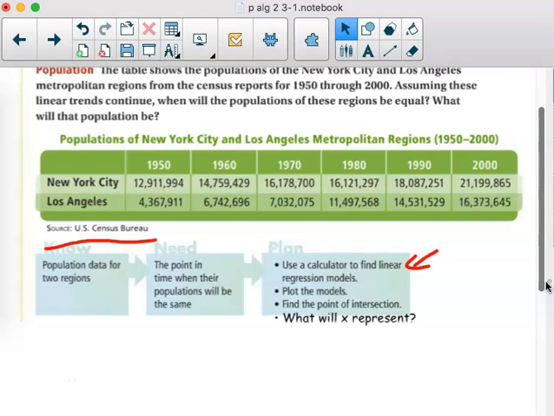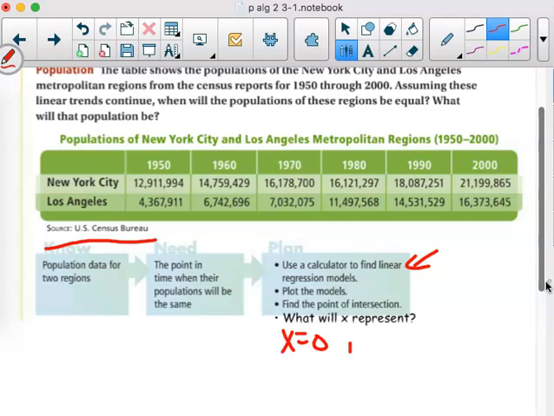And like it says, what will x represent? Well, we have to figure that out. And when you see data like this, you try to figure out what we are going to have as our 0 year. So we're going to use 1950 as our 0 year. So x equals 0 is 1950. Like I said, that's usually time, and time usually is the stuff that goes along the horizontal axis, or the x-axis. So this is 0, and 1960 is how many years after 1950?